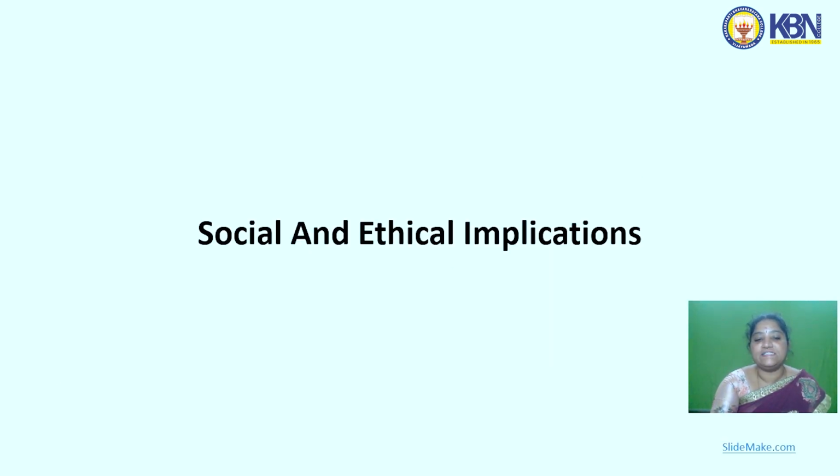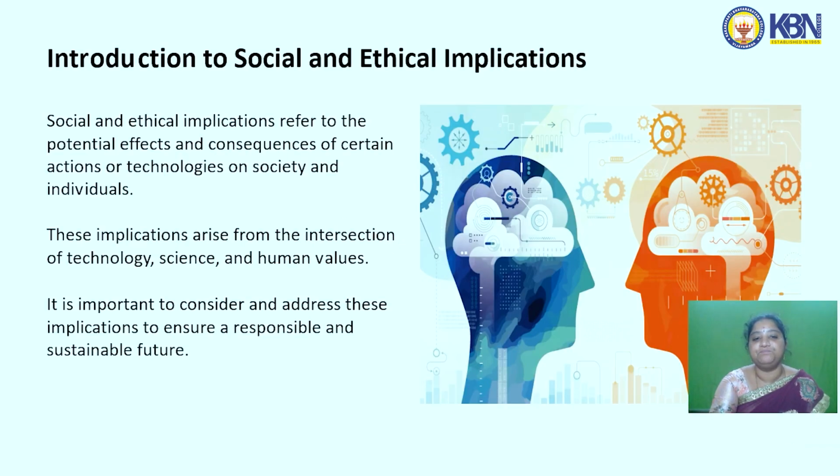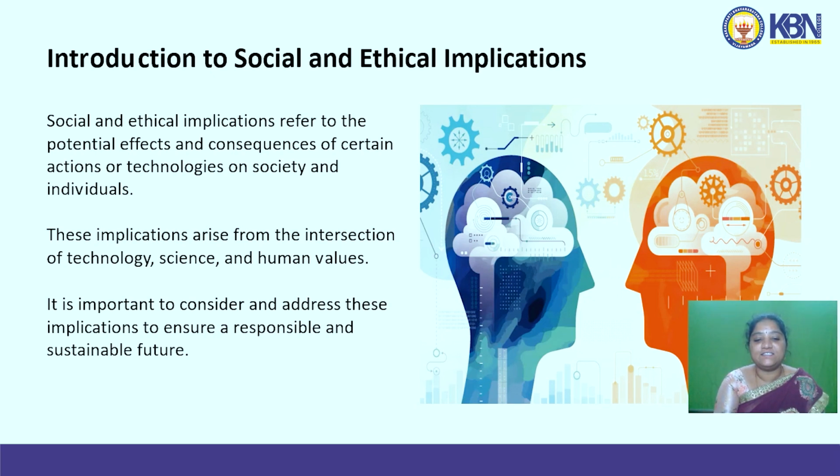And now we can discuss social and ethical implications in our networks. The social and ethical implications refer to the potential effects and consequences of certain actions or technologies on society and individuals. These implications arise from the intersection of technology, science, and human values. It is very important to consider and address these implications to ensure a responsible and sustainable future.